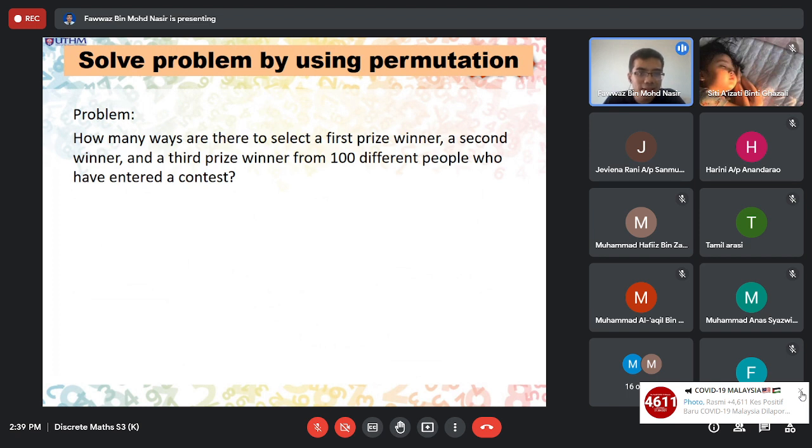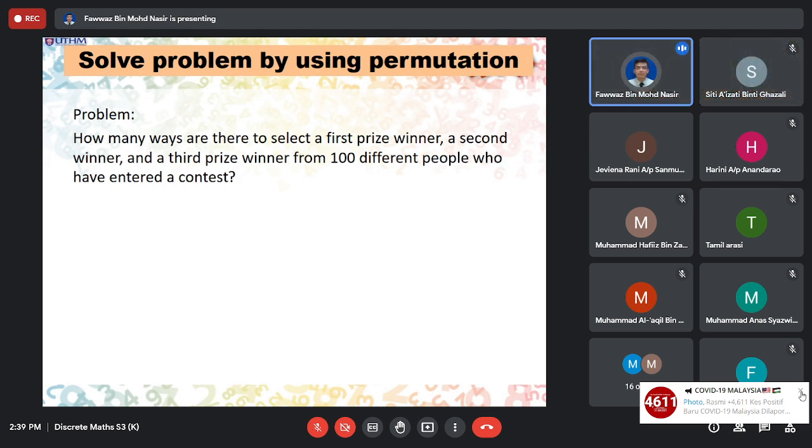Then we look at the second example. How many ways are there to select the first prize winner, the second prize winner and the third prize winner from 100 different people who have entered a contest? In this case, in any race usually, the first prize winner, the second prize winner and the third prize winner are 3 different people. Usually no one wins the same prize, meaning no two people win the same prize.